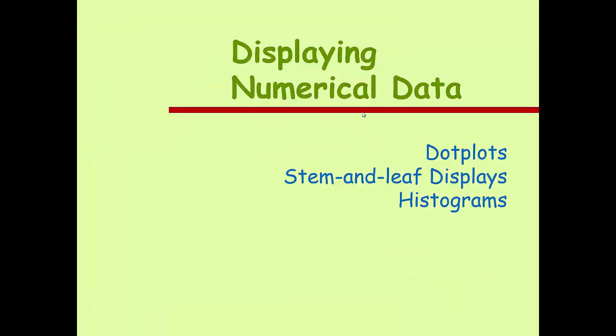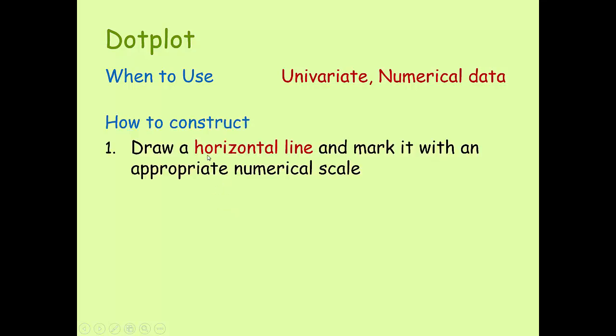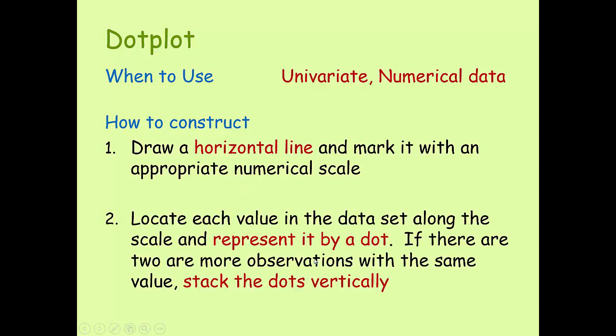Let's look at some different types of graphs for displaying numerical data now. A dot plot. When to use: univariate, so we still have just one variable, but numerical data. How do you construct it? You draw a horizontal line and you mark it with an appropriate number scale. You locate each value in the data set along the scale and represent it with a dot.